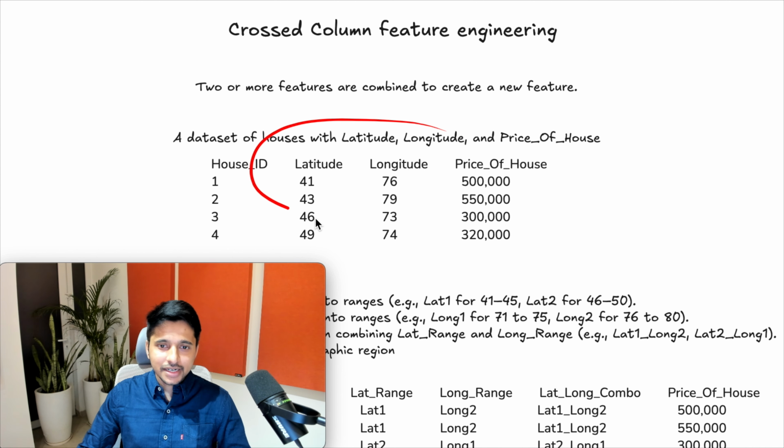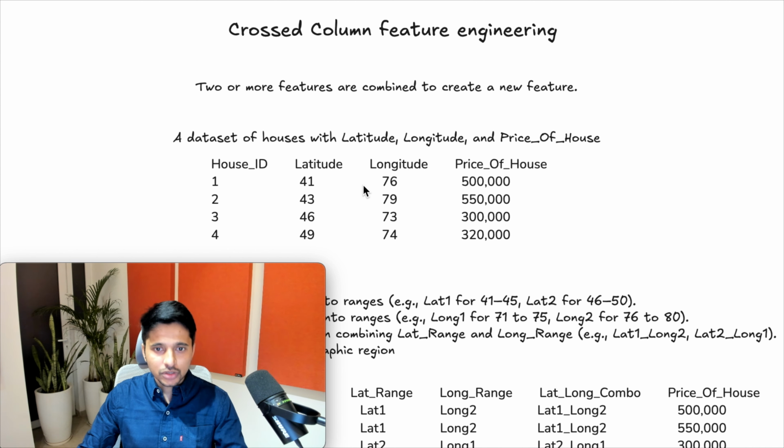And this is the data set that we have, a data set of houses with latitude and longitude as input, and the output is the price of the house. So the price depends on the latitude and the longitude. So again we will try to observe the data and figure out what we can do as feature engineering to help the machine learning learn effectively.